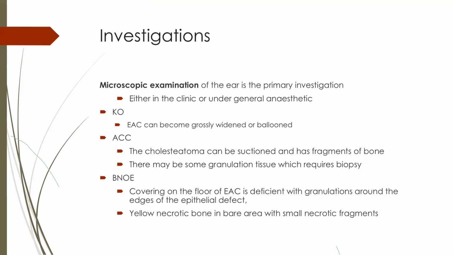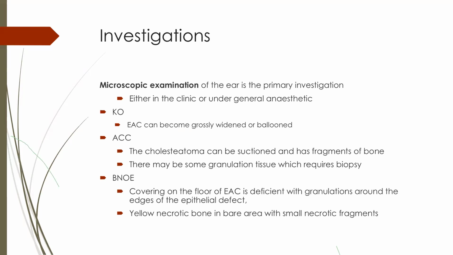In terms of investigations, the first and primary investigation of choice is microscopic examination of the ear canal. This is done either in the clinic or under general anesthesia if needed, which is most likely needed in certain cases such as keratosis obturans. In keratosis obturans, the external auditory canal can become grossly widened or ballooned. In acquired canal cholesteatoma, the cholesteatoma can be suctioned and has fragments of bone within it. There may also be granulation tissue which requires biopsy at the time.